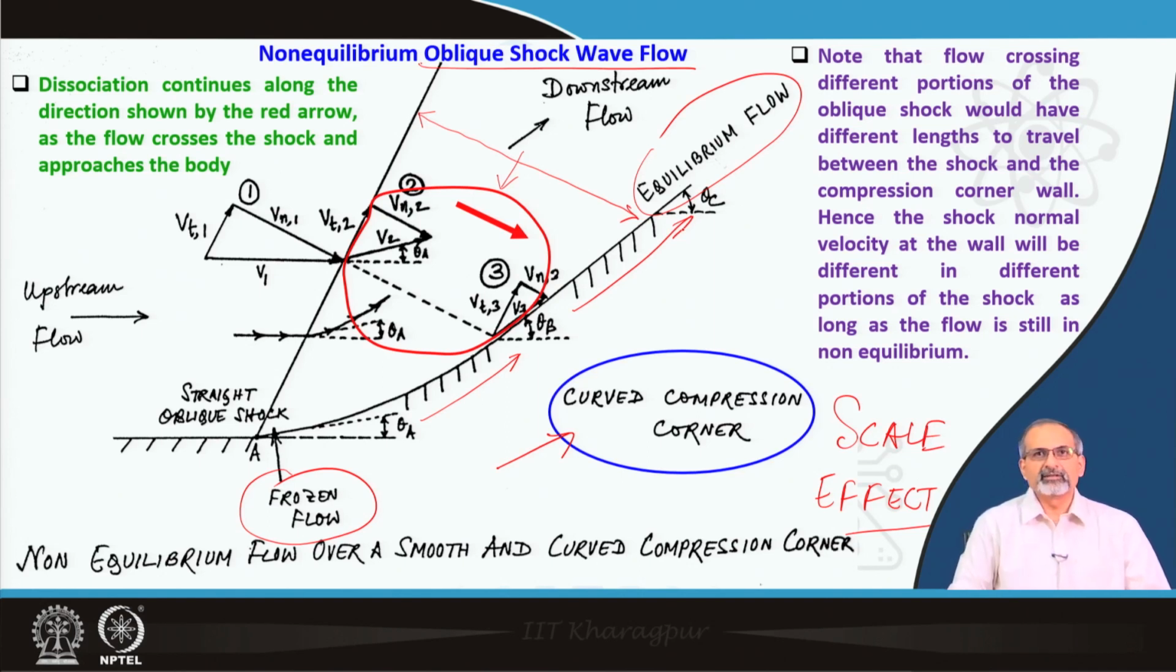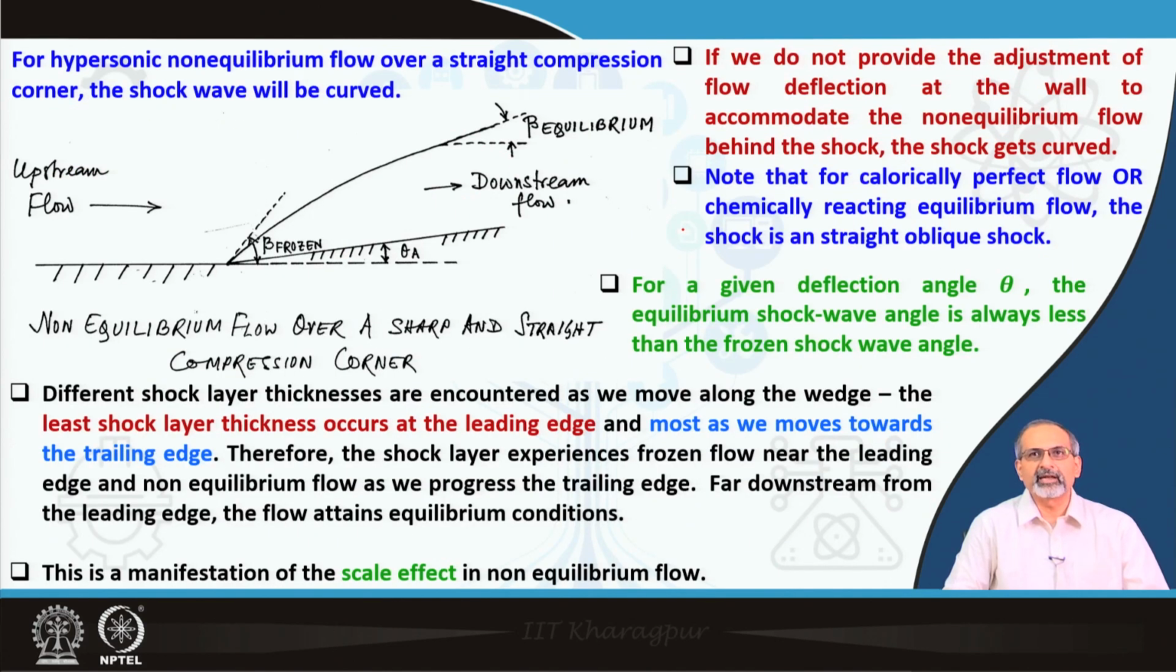We would discuss this aspect further in the subsequent slide. If we do not provide the adjustment of the flow deflection at the wall to accommodate the non-equilibrium flow behind the shock, the shock gets curved. Since we had provided that adjustment of flow deflection in the previous slide, we got a straight shock. Note that if we were looking at it from a calorically perfect flow or chemically reacting equilibrium flow point of view, the shock would remain straight in both the cases.